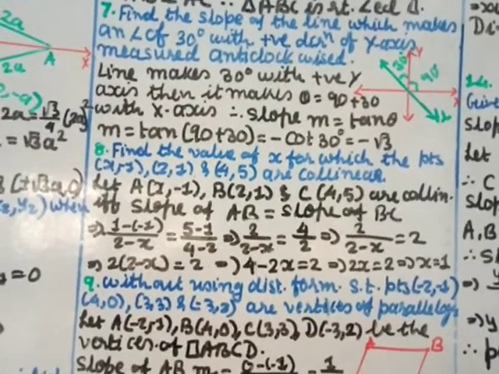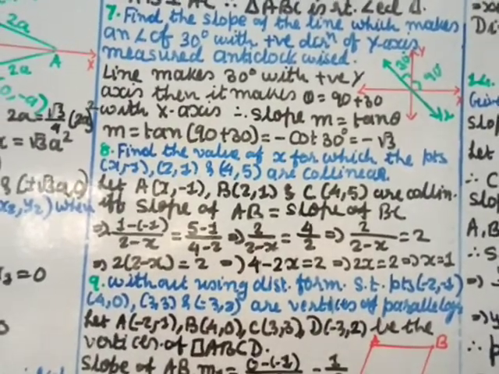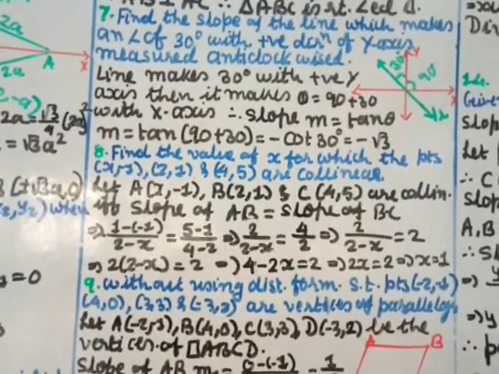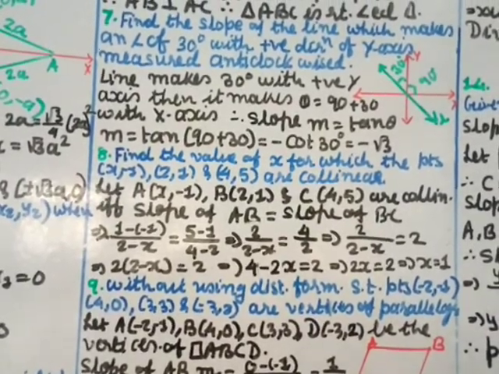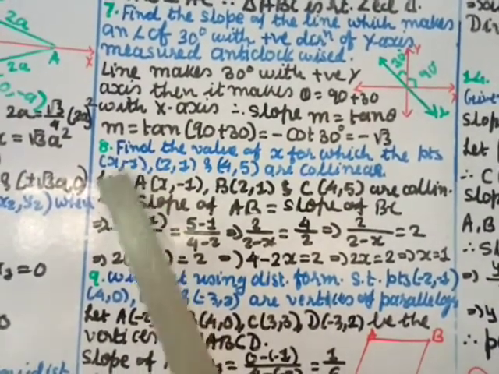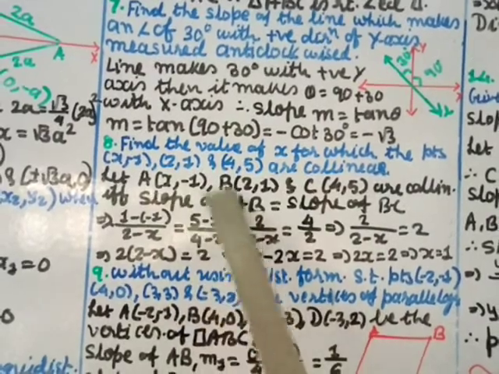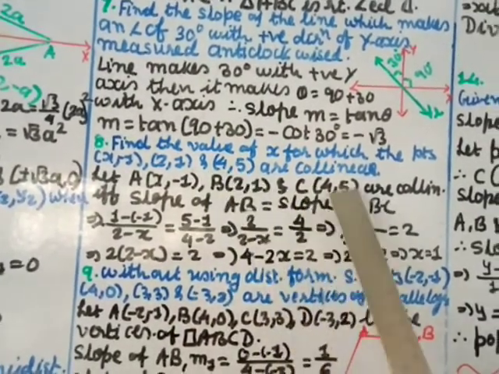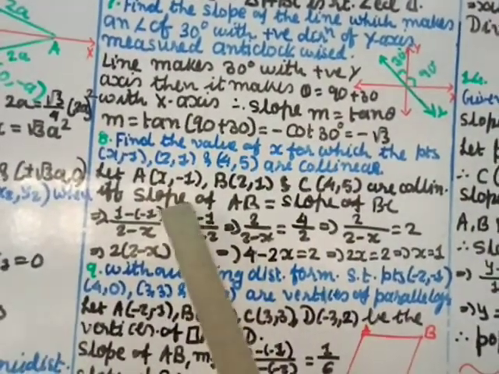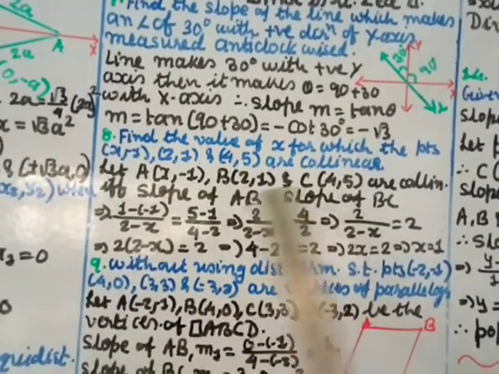Okay, slope of the line passing through 2 points and slope of the line passing through the other 2 points, that is, slope of AB equal to slope of BC. So A(x, -1), B(2, 1) and C(4, 5) are collinear if and only if slope of AB equals slope of BC.